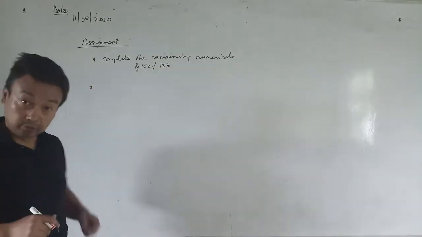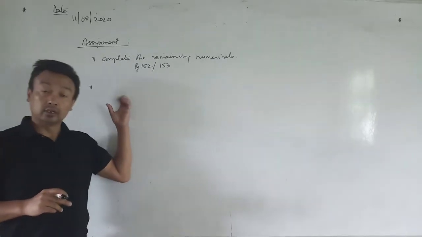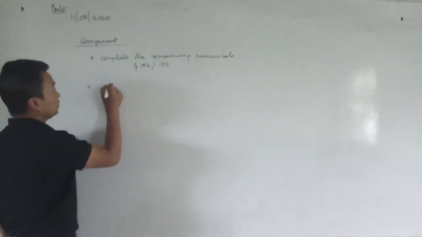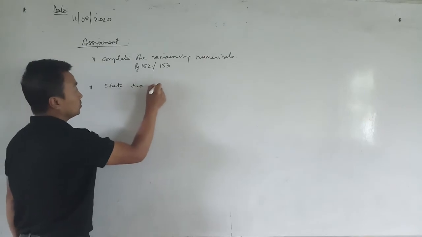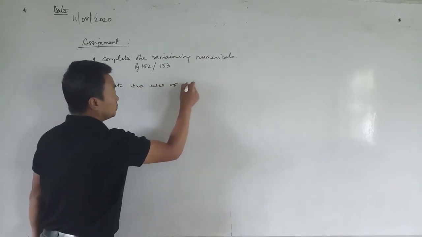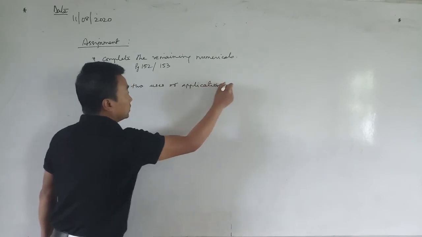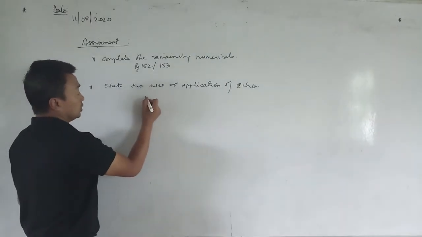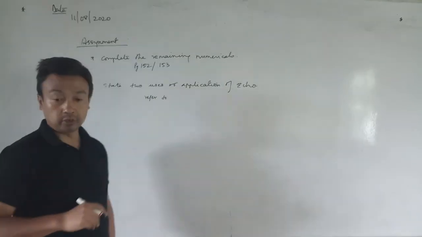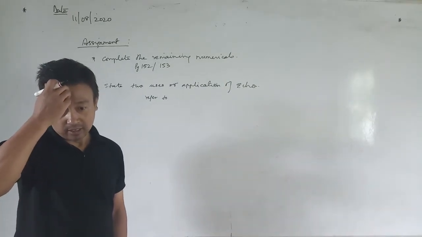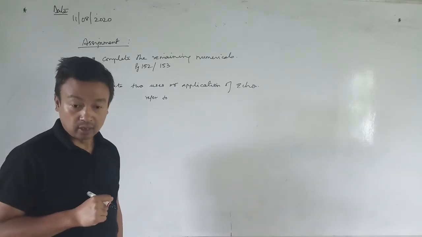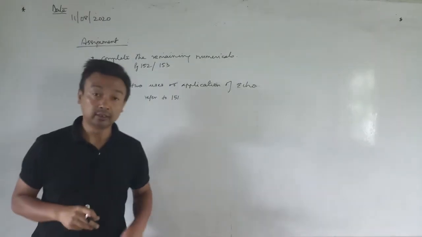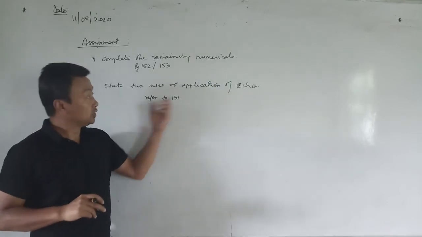The second assignment which you have to do, which is also in the textbook, is a very easy one. This assignment is an ICSE question. State 2 uses or applications of echo. For your reference, you can refer to the textbook, page number 151. There you will find many uses of echo. Out of that, you have to write down 2.